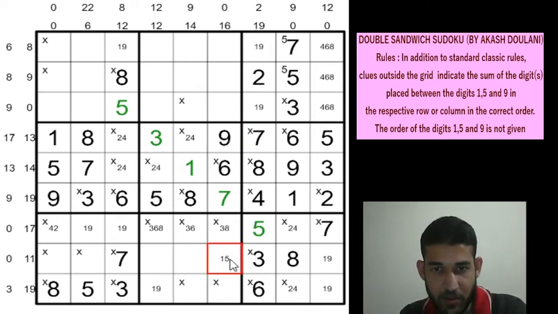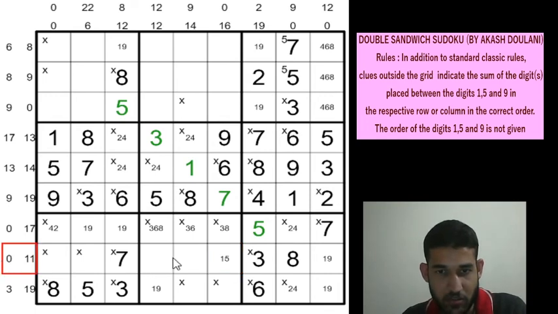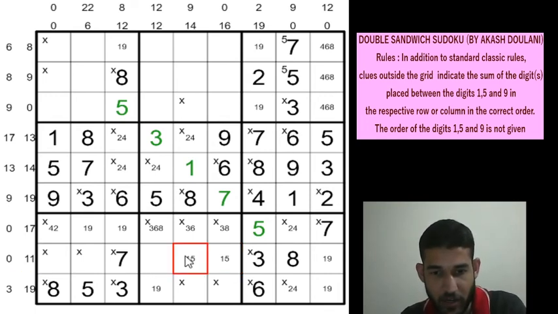So this is not a 9 because 9 is in column 6. So this is a 1 and 5. And we have a 0 total. So this cell immediately is going to be a 1, 5 or a 9. But 1 is in column 5. So this is going to be a 5 or a 9.